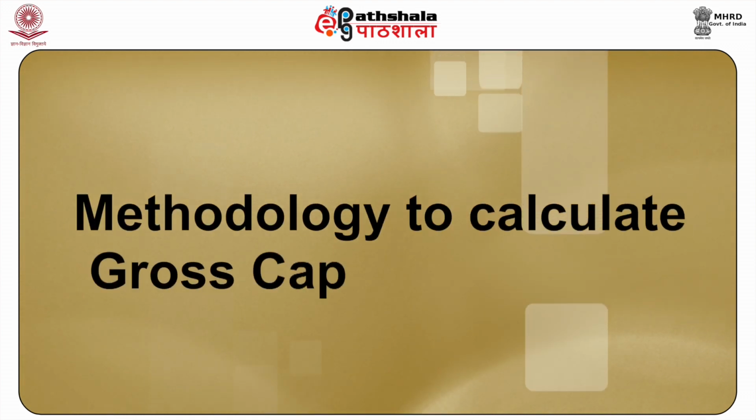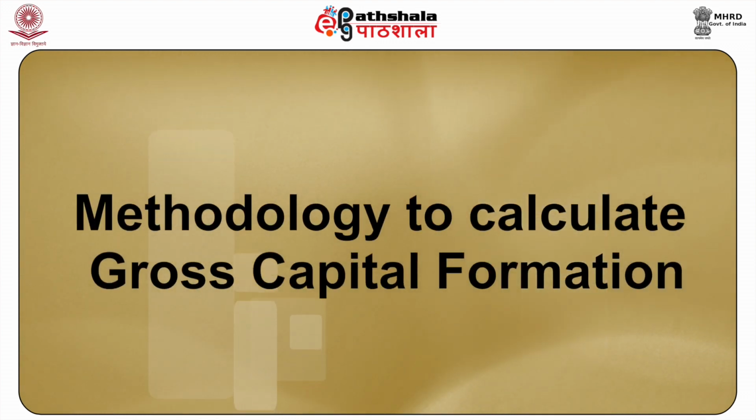Second, the methodology to calculate gross capital formation. Capital formation includes all expenditure done on increasing the physical stock in an economy. For example, gross increment in fixed assets, addition to machinery and equipment, change in inventories, software and net acquisition of valuables during the period of account are all grossed up.